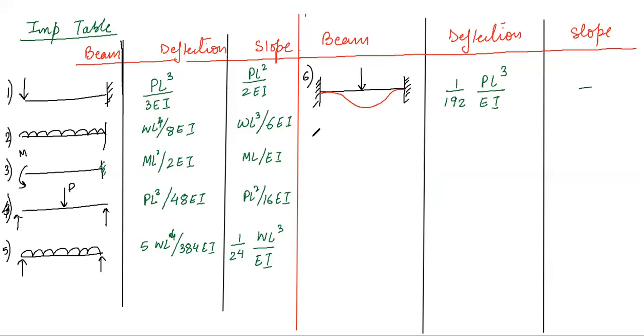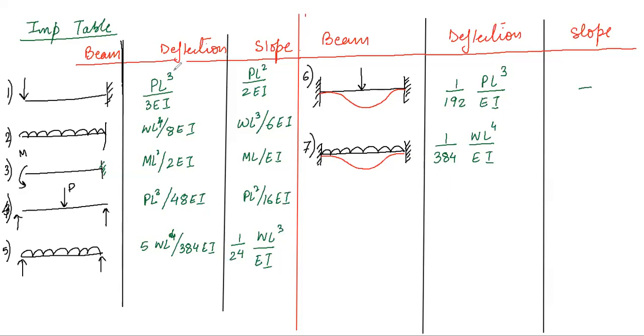Now, the seventh one is again the fixed beam. This is the fixed beam, but a UDL is applied on it, right? So again, the condition is something like this. The same slope, zero, you will also get in this case, and the deflection is defined as 1 by 384 WL to the power 4 upon EI.